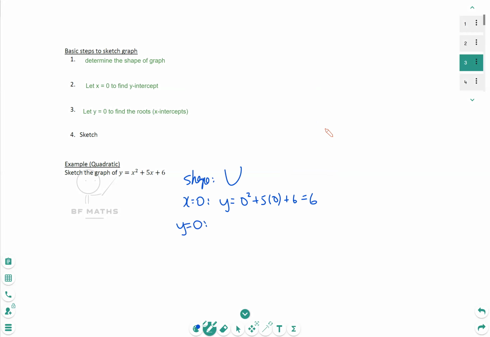Next, when y equals 0, now 0 equals x squared plus 5x plus 6. If you have a calculator, again, you can use the solve button, polynomial, to solve the quadratic, or you can do it manually, factorizing, quadratic formula, or even completing the square if you're looking for a challenge. But I'm not going to go through in detail. So x equals -2 or x equals -3. So these are the roots. Okay, remember that.